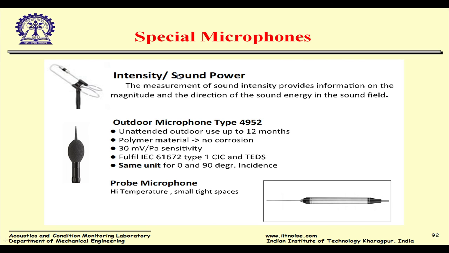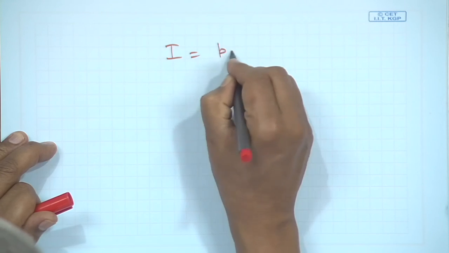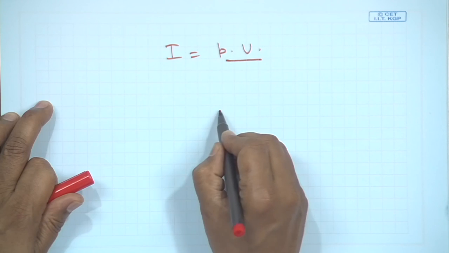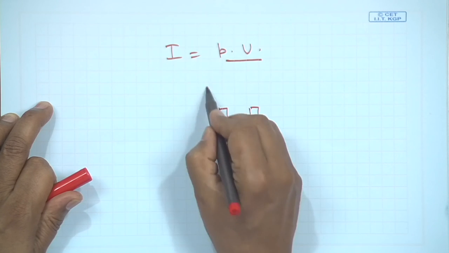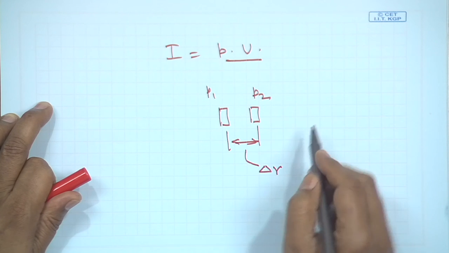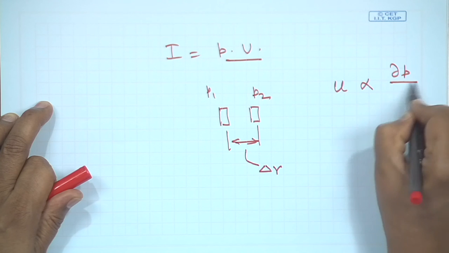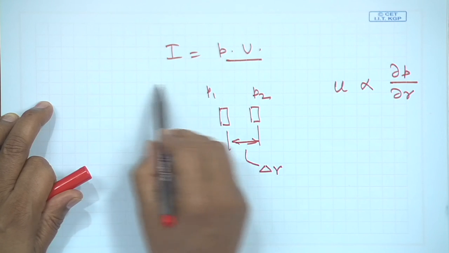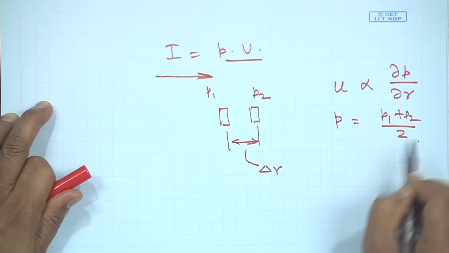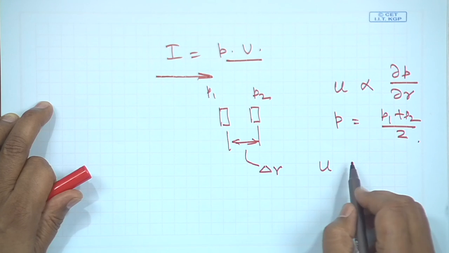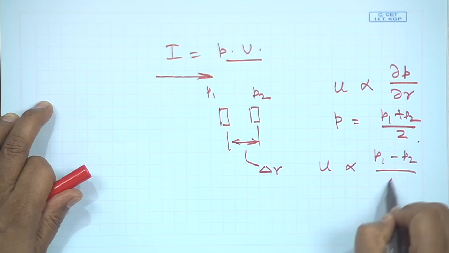Of course, there are a few other microphones, regarding intensity microphones. I'm running out of time, so I'll quickly go into it. Intensity is nothing but pressure times velocity. If I have two microphones close by at a spacing of some delta R, with P1 and P2, the velocity is proportional to the pressure gradient. So I can measure P as the average pressure between the two microphones, (P1 plus P2) by 2, and the velocity is proportional to (P1 minus P2) by delta R, and so on.